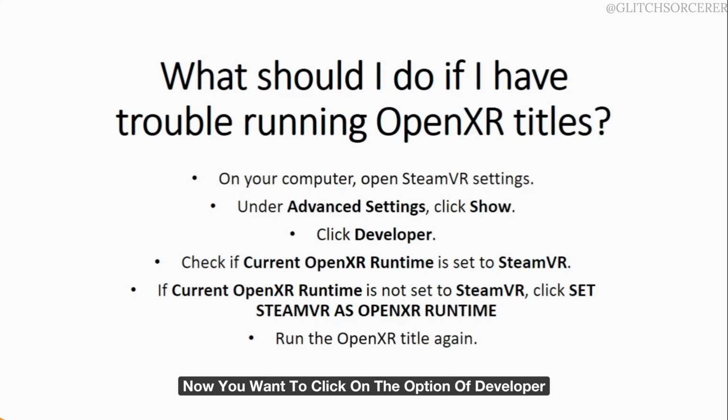Now, you want to click on the option of Developer from the left-hand side panel. There, you will find different options. You want to check if current OpenXR runtime is set to SteamVR. If current OpenXR runtime is not set to SteamVR, click on Set SteamVR as OpenXR runtime option over there. After this is done, you want to run the OpenXR title again, and with these steps you will be able to fix OpenXR runtime on Oculus.